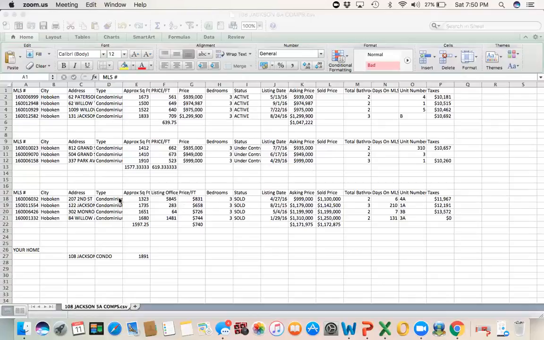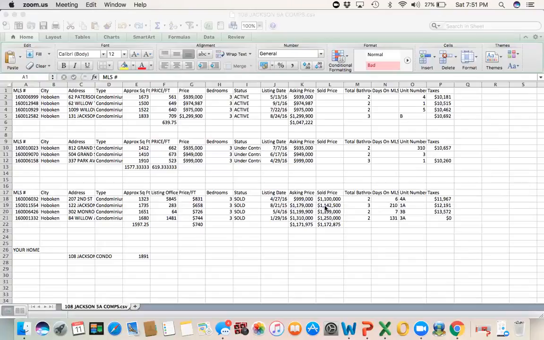All right, these were the most recent solds. The approximate square feet here. The average price per square foot was $740, and the average asking price was 1.175, whatever that is. And the average sold was this amount. What I like to do in here is sometimes show how much over or under asking the property sold.